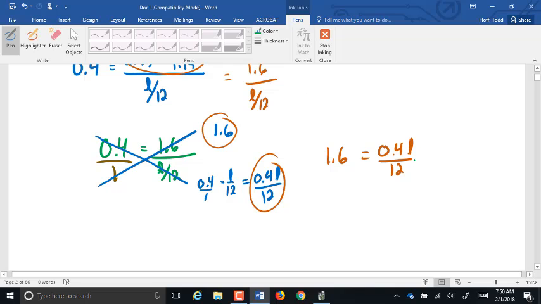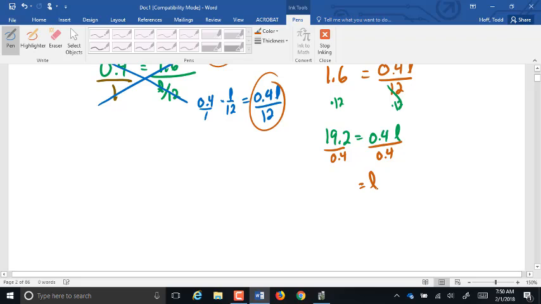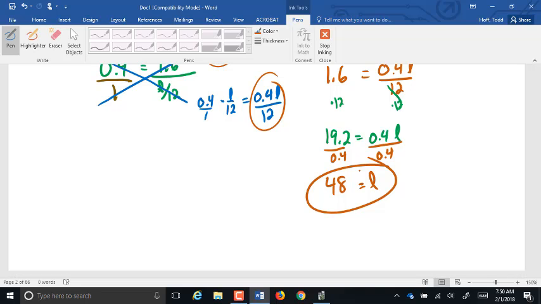So now I would solve this by multiplying both sides by 12. 1.6 times 12 is what, 19.2, I believe? Does that look right? Then we'll divide by 0.4. L equals, that comes up to be 48. L equals 48 inches. So it would have to be 48 inches long to get that large diameter of 2.75 inches down to a small diameter of 1.15.